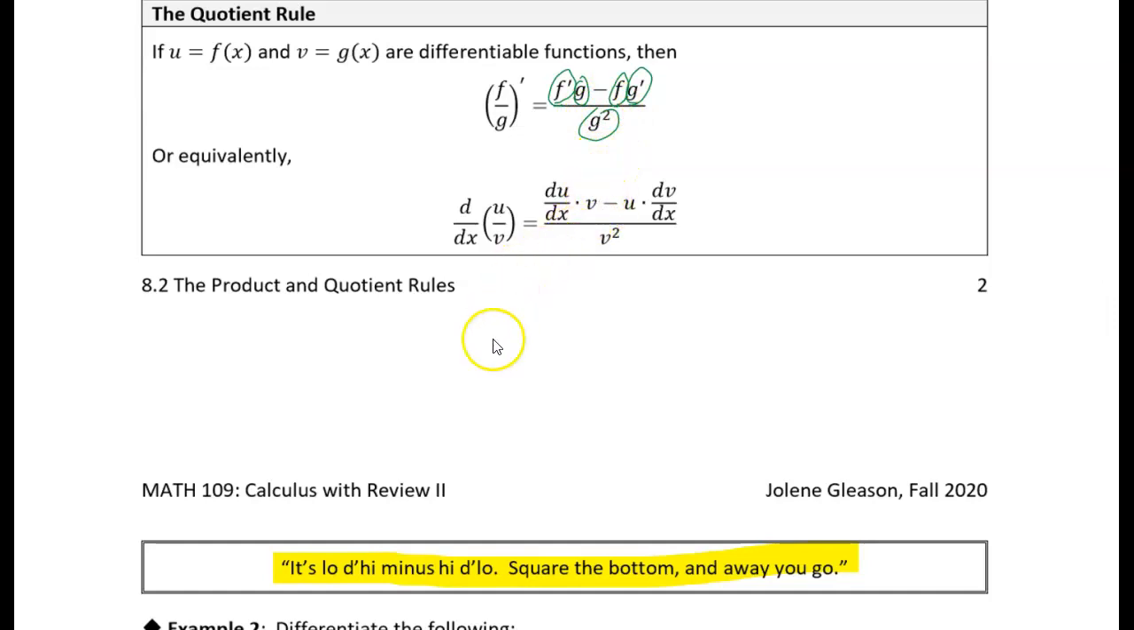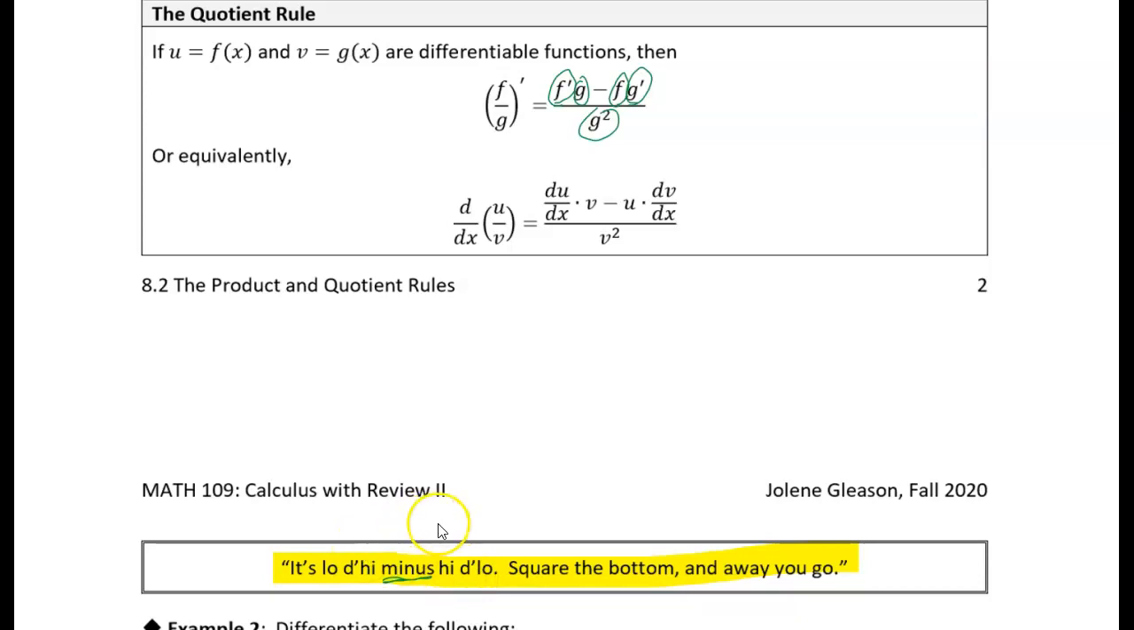All right. So that's what I always say to myself: low d high minus high d low. Square the bottom and away you go. That's a good thing to memorize. That's what I always use as I'm going through these things. You just have to remember that it starts with low d high minus high d low. And that's important because it's a minus, so these aren't interchangeable. If you mix it up, it's not going to be right. So be careful as you're going through these problems.